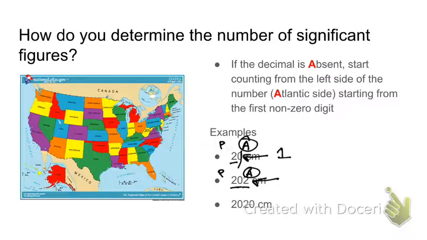The 2 is my first non-zero, and then the 0 and the 2 are also significant because they follow the 2. All right, and then let's take a look at the last one. Here, the decimal is absent, and so I start from the Atlantic side. However, the first number that I encounter is a 0, so it is not significant. The first non-zero I get is this 2, and then I start counting regardless of whether it's a 0 or not. So here, this also has 3 significant figures.